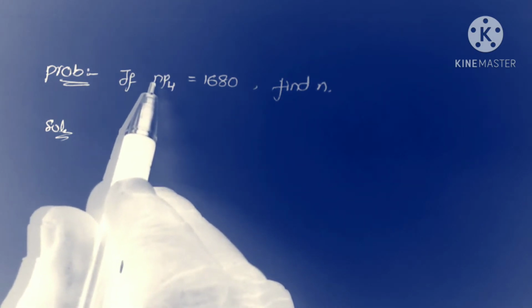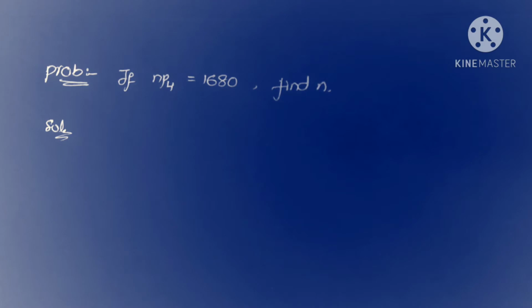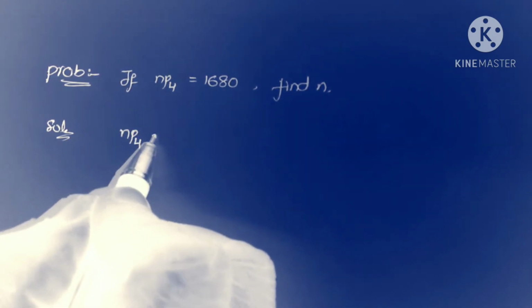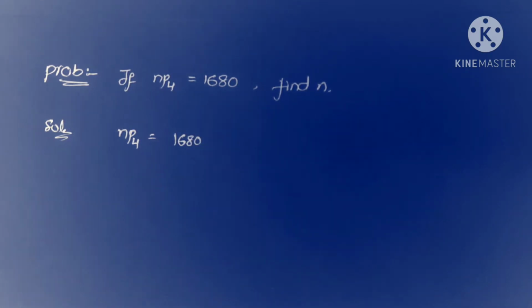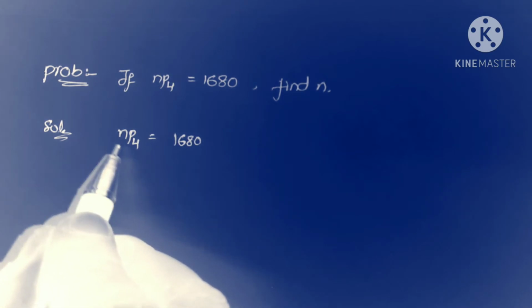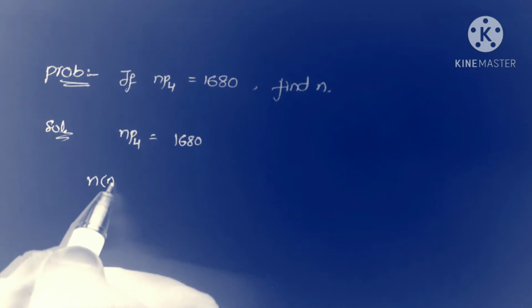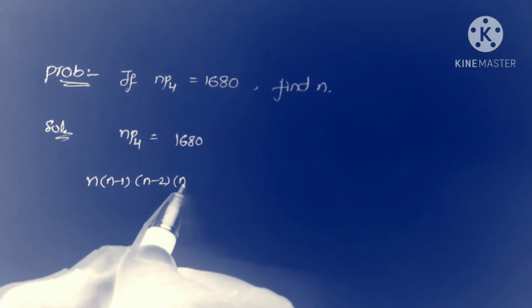First problem: if nP4 is equal to 1680, then find the value of n. So, most important problems for 2 marks. Given that nP4 is equal to 1680. Now, what is the formula for nP4? nP4 is nothing but n into n minus 1 into n minus 2 into n minus 3.